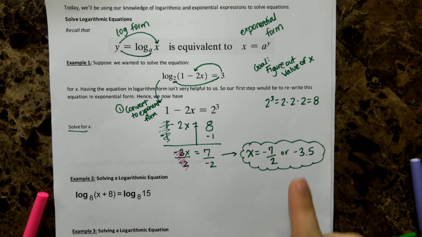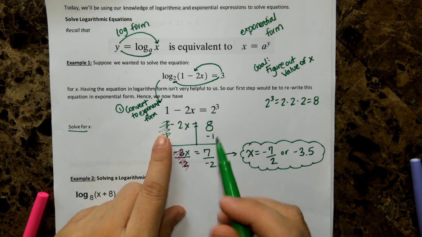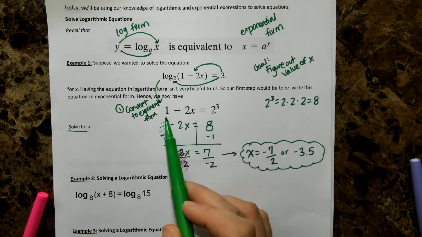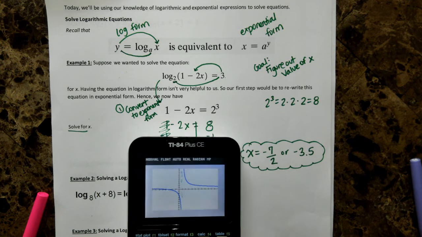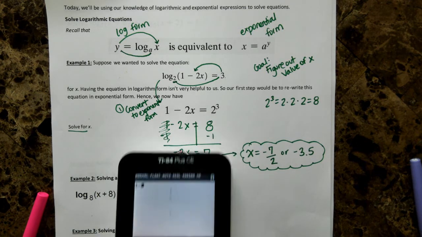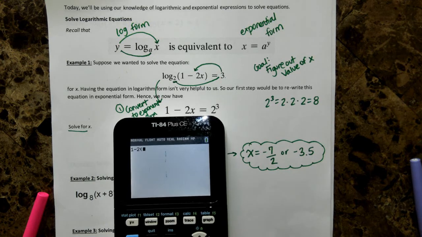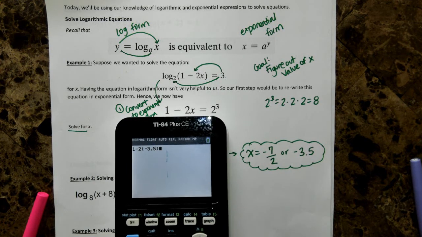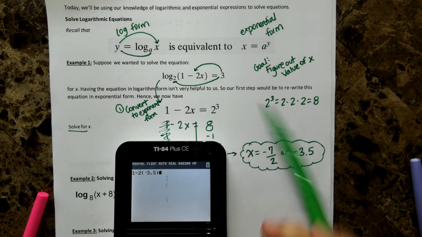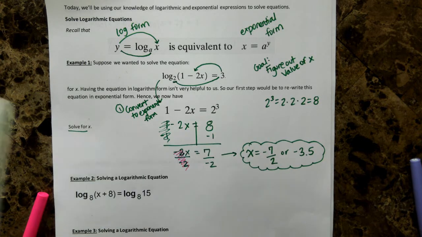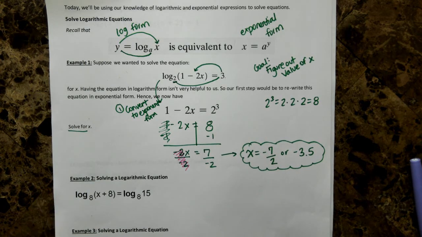All right, and then you can always plug it in and make sure it checks out. If I wanted to plug it in, I'll probably just plug it into this equation right here. 1 minus 2, and instead of x, I would plug in my answer, which I'll just do negative 3.5. And I should get 8, which, what do you know? I got 8. So that's a good way to check if you were wanting to check.